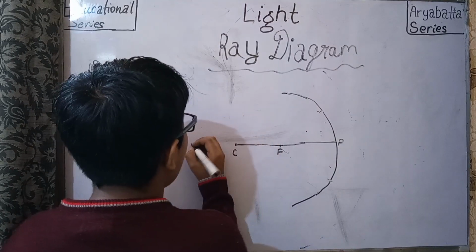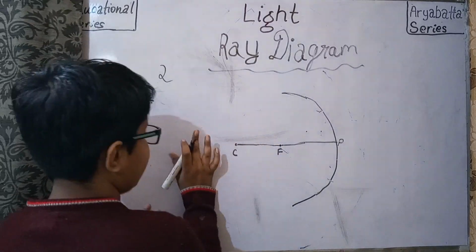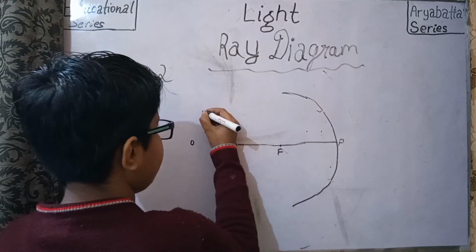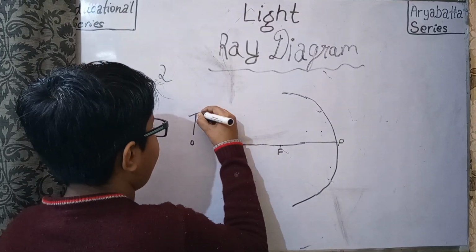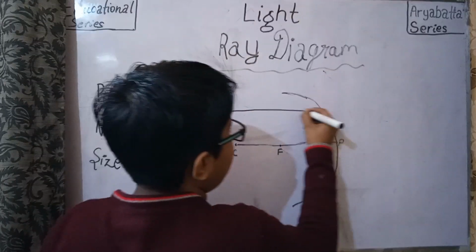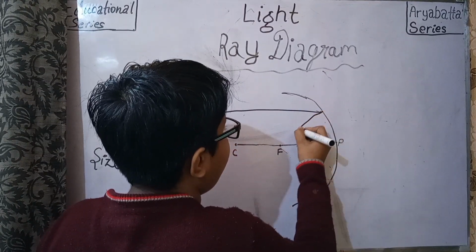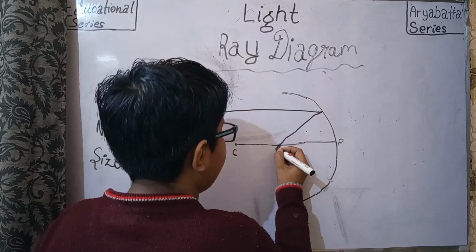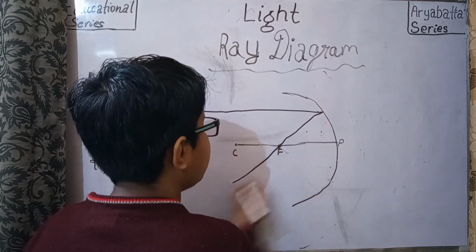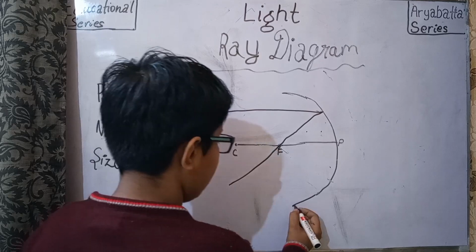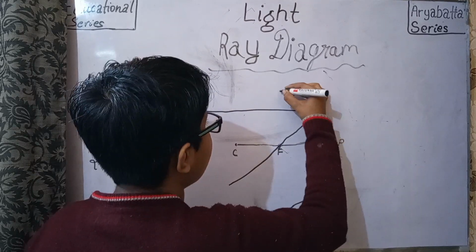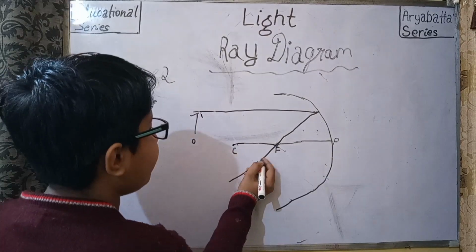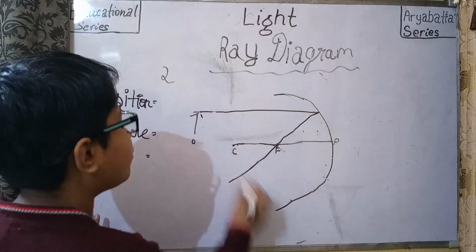Again, now the object is between C and infinity, beyond C. So now the light rays come and diverge as they are parallel to the principal axis. They diverge to the focus. So when we draw one ray which is parallel, as I've already told you.